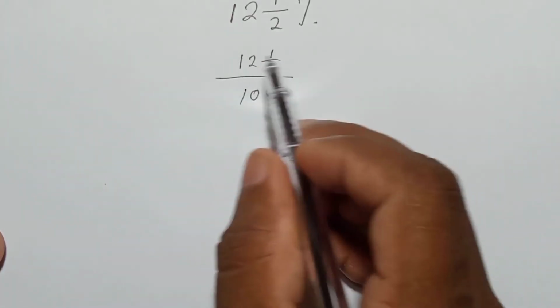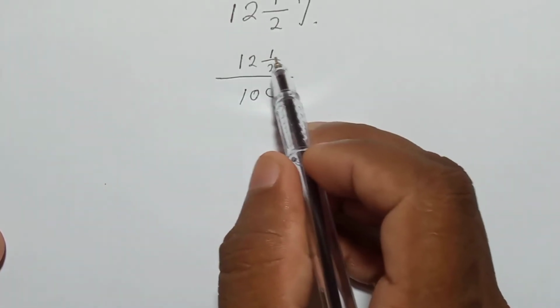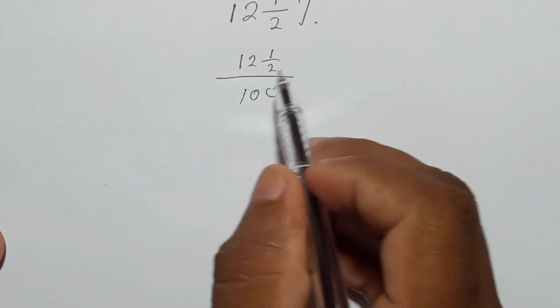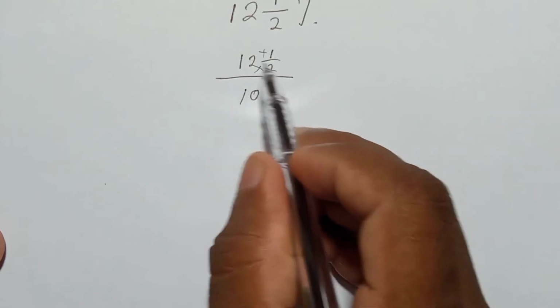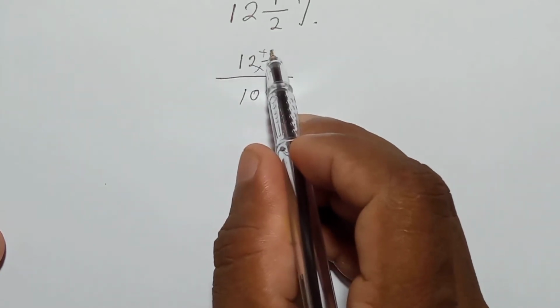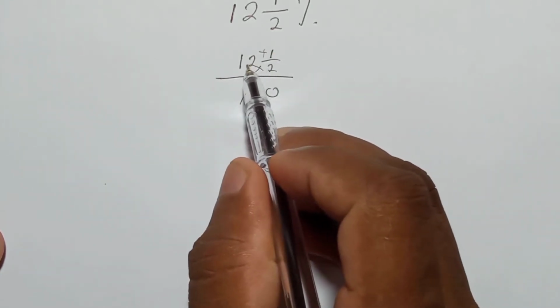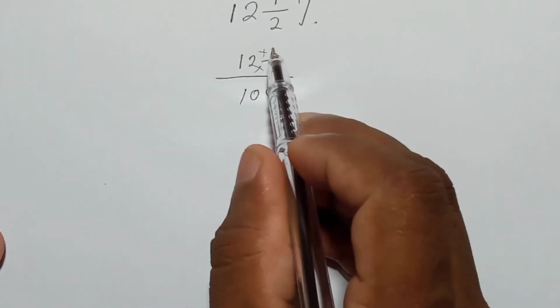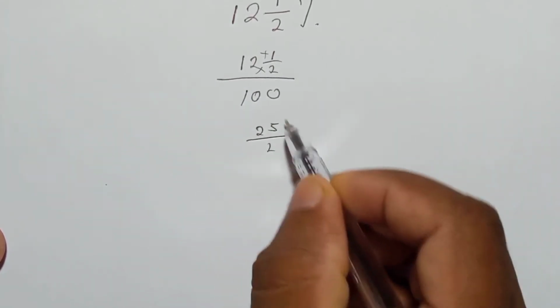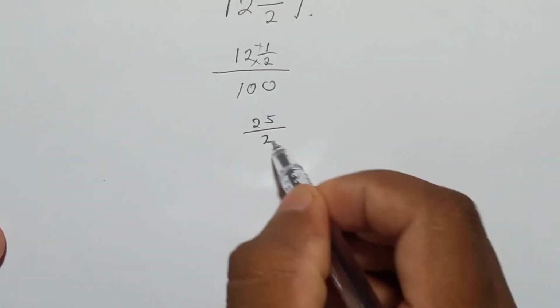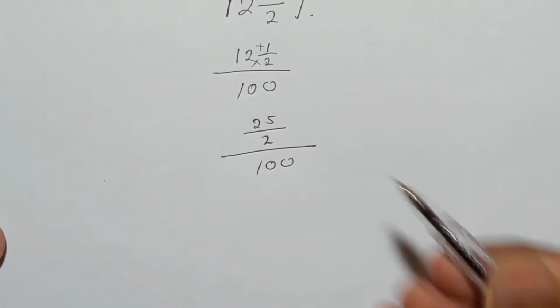Now this mixed number, let's first of all convert into an improper fraction. You know that 2 into 12, this 2 multiply and add: 2 into 12 is 24. 24 plus 1 means 25. So here will be 25 over 2. This denominator will come here, over 100, right? This is the idea.